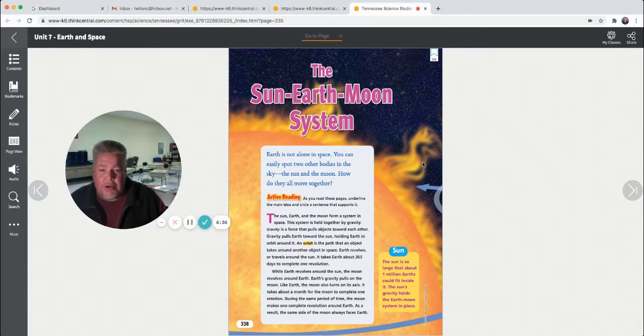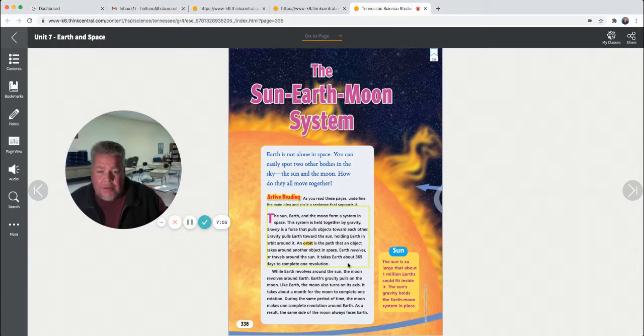Gravity pulls Earth toward the sun, holding Earth in its orbit around it. An orbit is the path that an object takes around another object in space. Earth revolves. Now remember, we looked at the word rotates a minute ago. There's a difference here. We're going to look at it. Earth revolves or travels around the sun. It takes Earth about 365 days to complete one revolution.